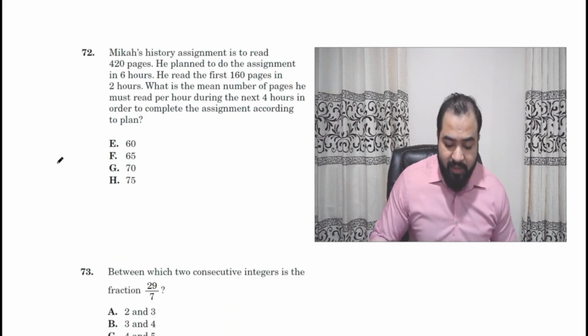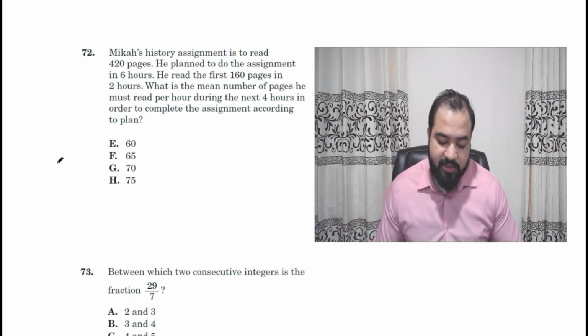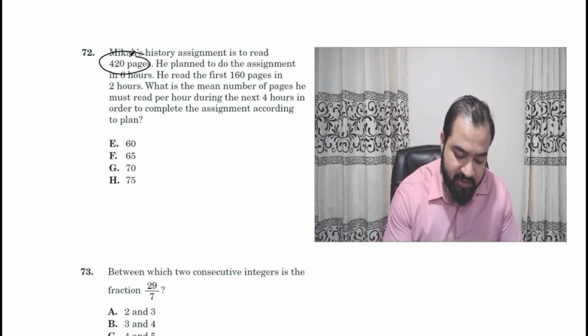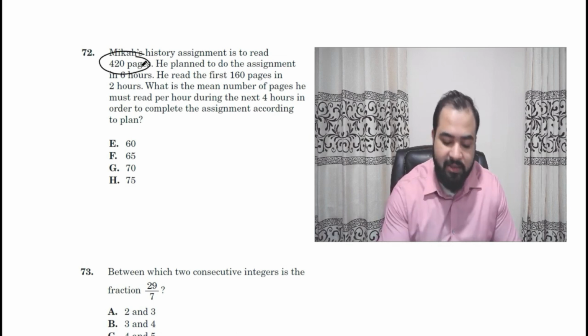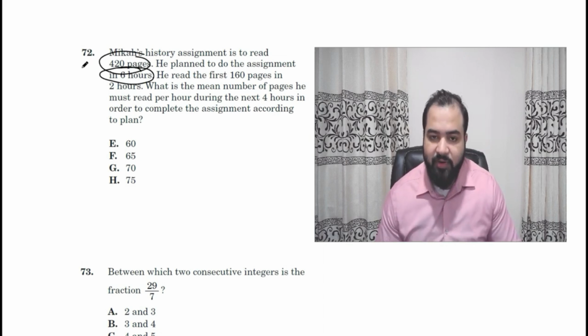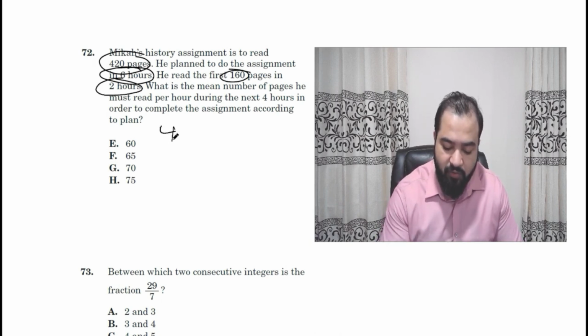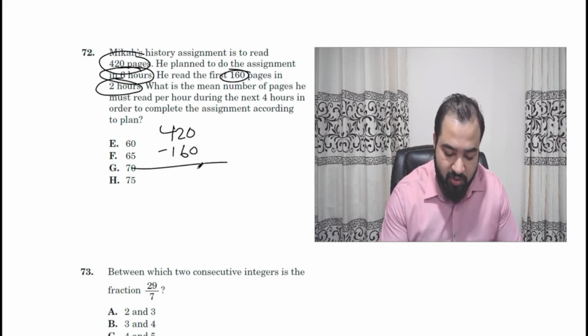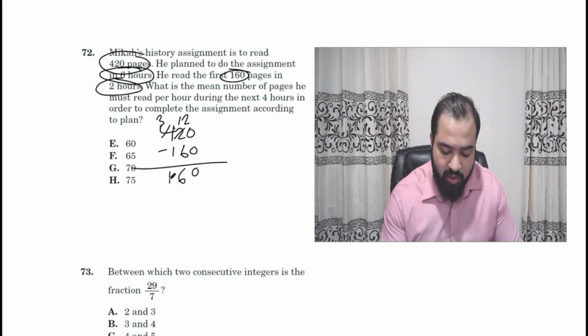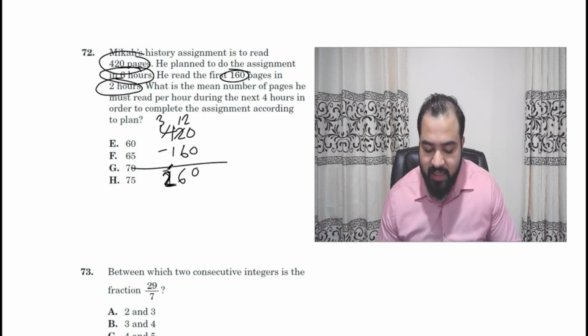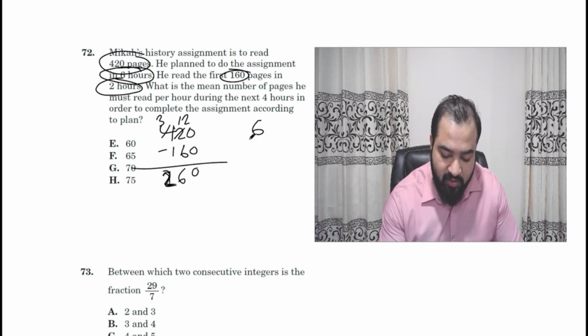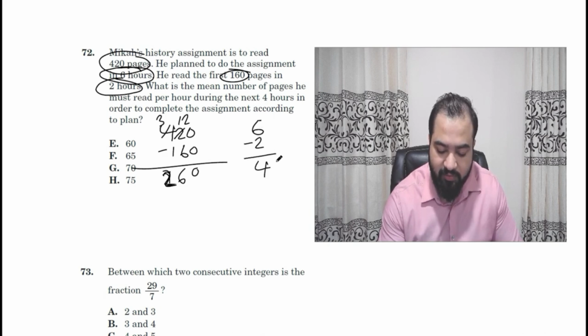Now let's take a look at 72. It says Mika's history assignment is to read 420 pages. He planned to do the assignment in 6 hours. Now he read the first 160 pages in 2 hours, 160 pages. So 420 minus 160, let's find how many pages remain. That's 260. 260 pages remain, and it was 6 hours, and he already used 2 hours, so he has 4 hours remaining.